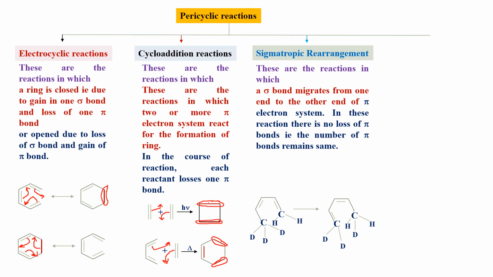Now we take an example of sigmatropic rearrangement. This is a molecule. Terminal carbon atom CH2, two hydrogen atoms are there. CH2, CH, CH, CH. Now this terminal carbon atom has 3 valencies, and 3 hydrogens have been replaced by deuterium. This is deuterium, D. Again hydrogen has been replaced by deuterium. Again hydrogen has been replaced by deuterium.